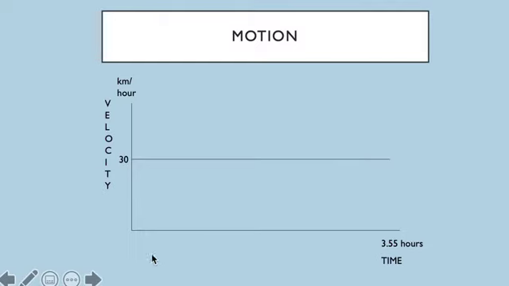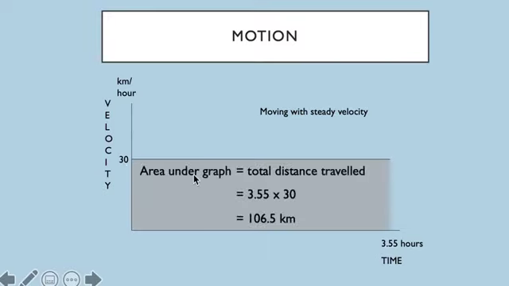So that is what your graph should look like. We said there's no accelerating, so you're just straight in at 30 kilometers an hour, and you're traveling, we said, for 3 hours and 33 minutes, which is 3.55 hours, and that's where you would stop. So you're moving with a steady velocity. We can tell that because the velocity is not going up or down, it's just staying the same, it's staying at 30. And so what we can do is we can find the distance.